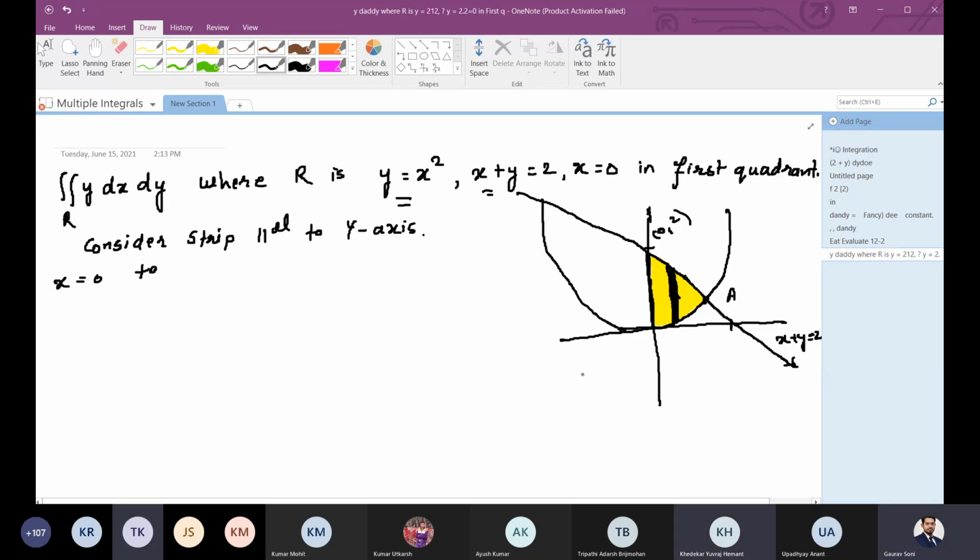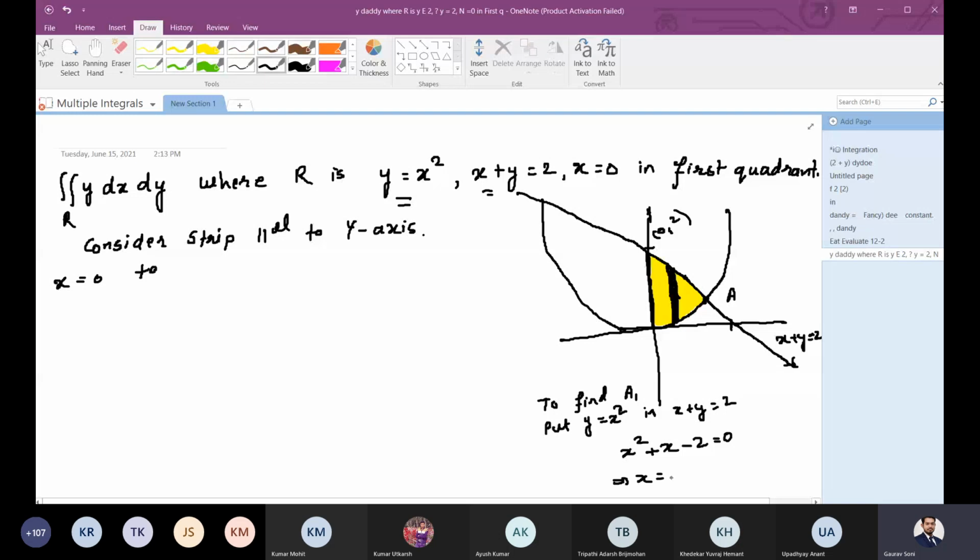To find A, we put y equal to x square in the equation x plus y equal to 2. So that will be x square plus x minus 2 equal to 0, which means that x is equal to 1, comma, minus 2. So the point of intersection is 1 comma 1.